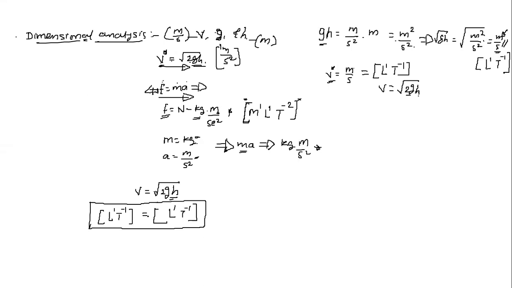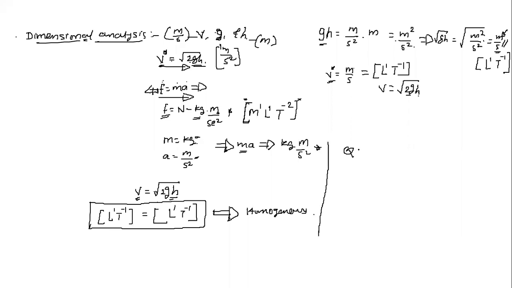And whenever such a relation exists, then that particular equation is called a dimensionally homogeneous equation. This is dimensional homogeneity. Whenever the dimensions of the left hand side physical quantities are the same as those of the physical quantities on the right hand side, then we can say that the equation is dimensionally homogeneous.